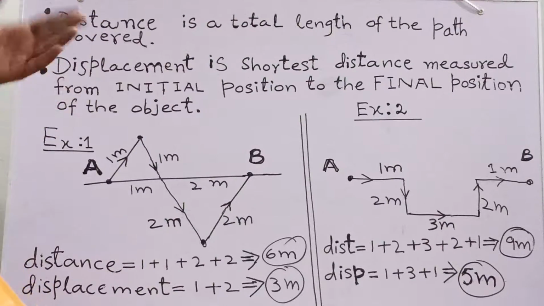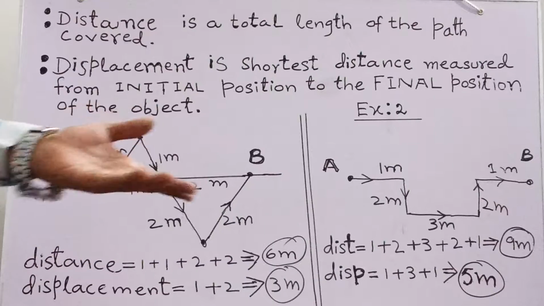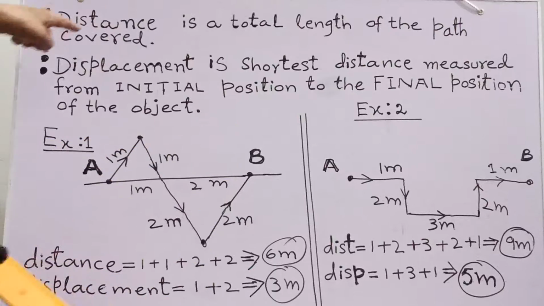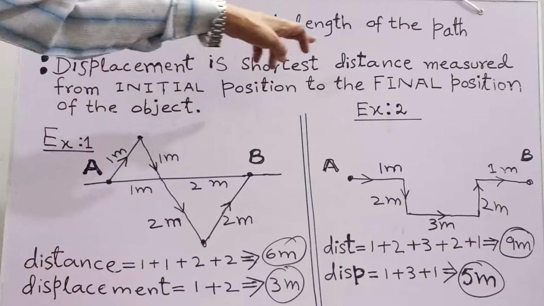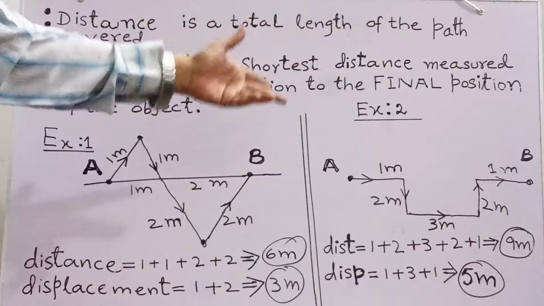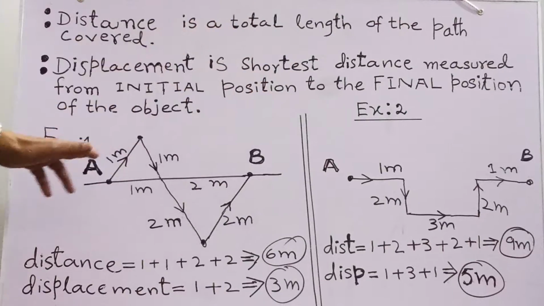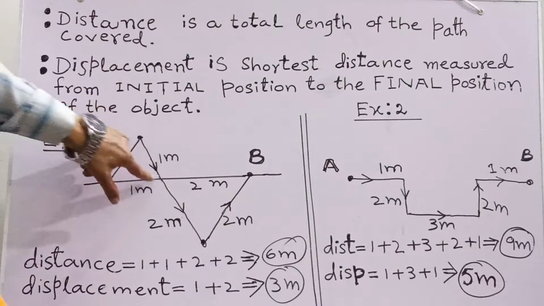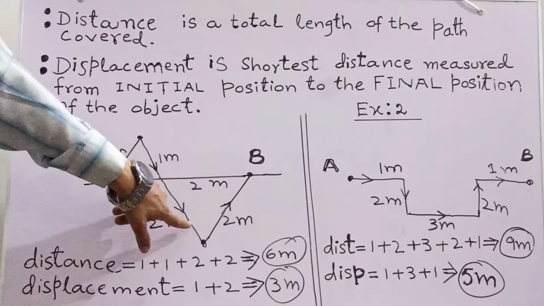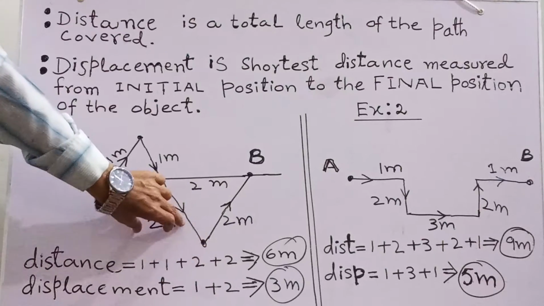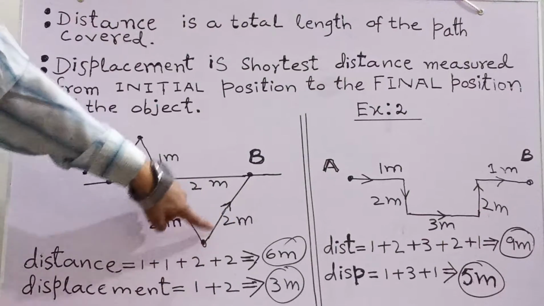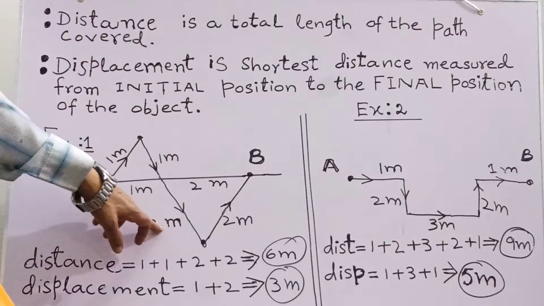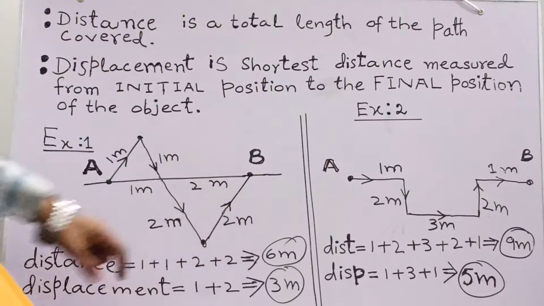Now let's calculate the distance and then the displacement. So first, for the distance, we use this definition, the total length of the path covered. Now how much is the total length of the path covered in this example? So 1 meter plus 1 meter, 2 meter, plus from here to here 2 meter, and this 2 meter from here to the final position. Hence 1, 1, 2, 4 and 2, 6.